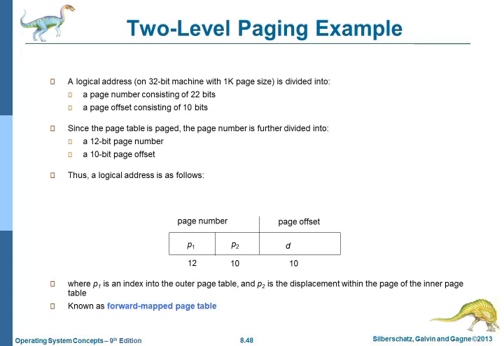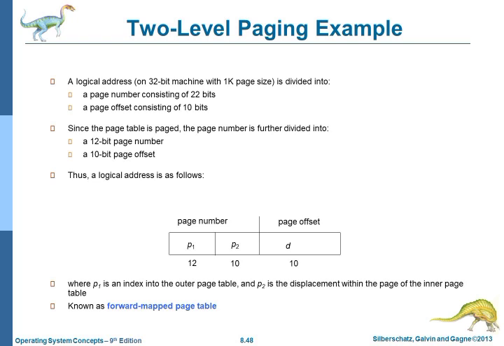Two-level paging example. A logical address on a 32-bit machine with 1K page size is divided into a page number consisting of 22 bits and a page offset consisting of 10 bits. Since the page table is paged, the page number is further divided into a 12-bit page number and a 10-bit page offset. Thus, a logical address is as follows: page number, and this is the page offset.